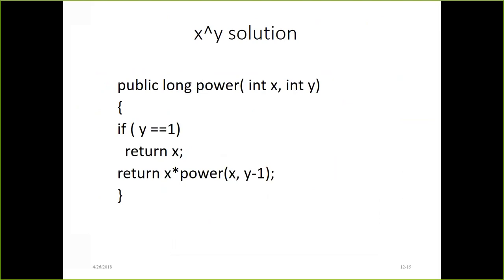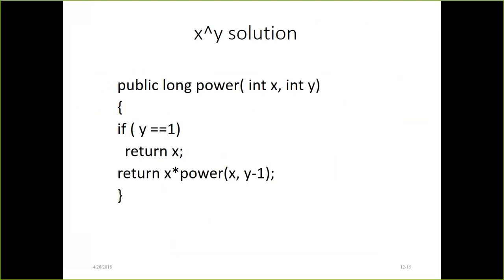Like for instance, power x, y. As you know, we need 2 arguments over here. So for our recursive method power, I'm sorry, we need to put the type over here, the argument type, integer. Power needs 2 variables, right? Integer x and integer y.